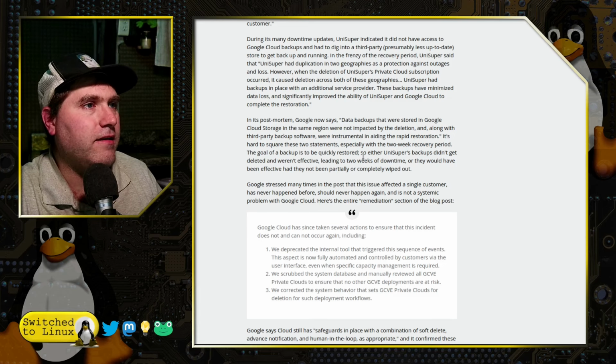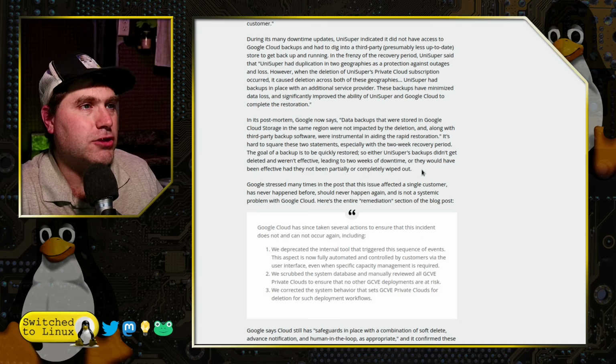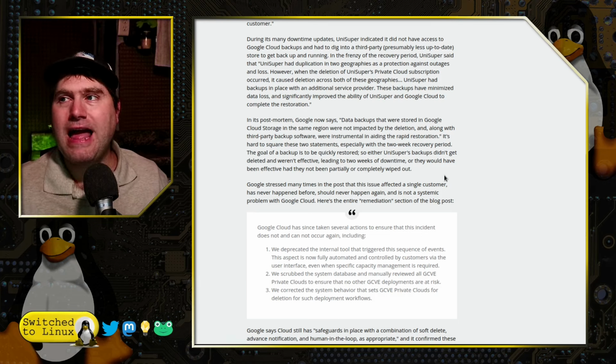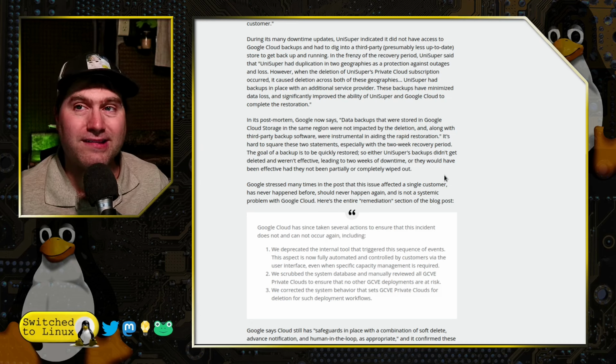And it's hard to square these two statements, especially with a 2-week recovery period. The goal of backup is to be quickly restored. So either UniSuper's backups got deleted, or they weren't effective, leading to 2 weeks of downtime. So despite having all this, they were able to get up, but it wasn't as fast as it should have been.